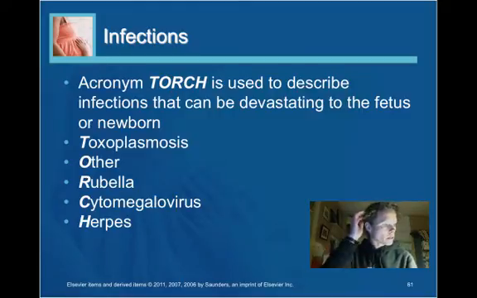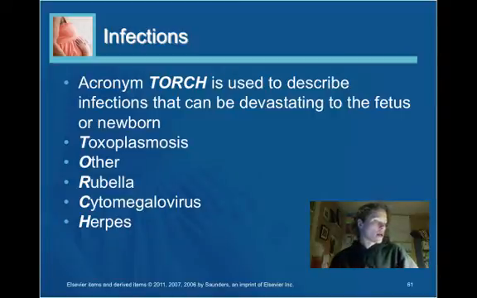So the next topic we're going to talk about is infections that are complications during pregnancy. There's an acronym called TORCH that's used to describe infections that can be devastating to the fetus or the newborn. So TORCH stands for Toxoplasmosis, Other, Rubella, Cytomegalovirus, and Herpes. We'll talk about each of those in the upcoming few slides.